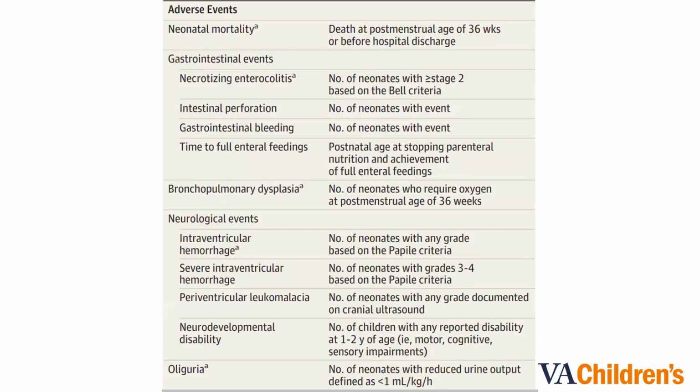This is a set of the adverse events that they were looking at in the meta-analysis. They included neonatal mortality, NEC, spontaneous intestinal perforation, gastrointestinal bleeding, time to full enteral feedings, BPD, IVH, severe IVH, PVL, and neurodevelopmental disability. And they also looked at oliguria.